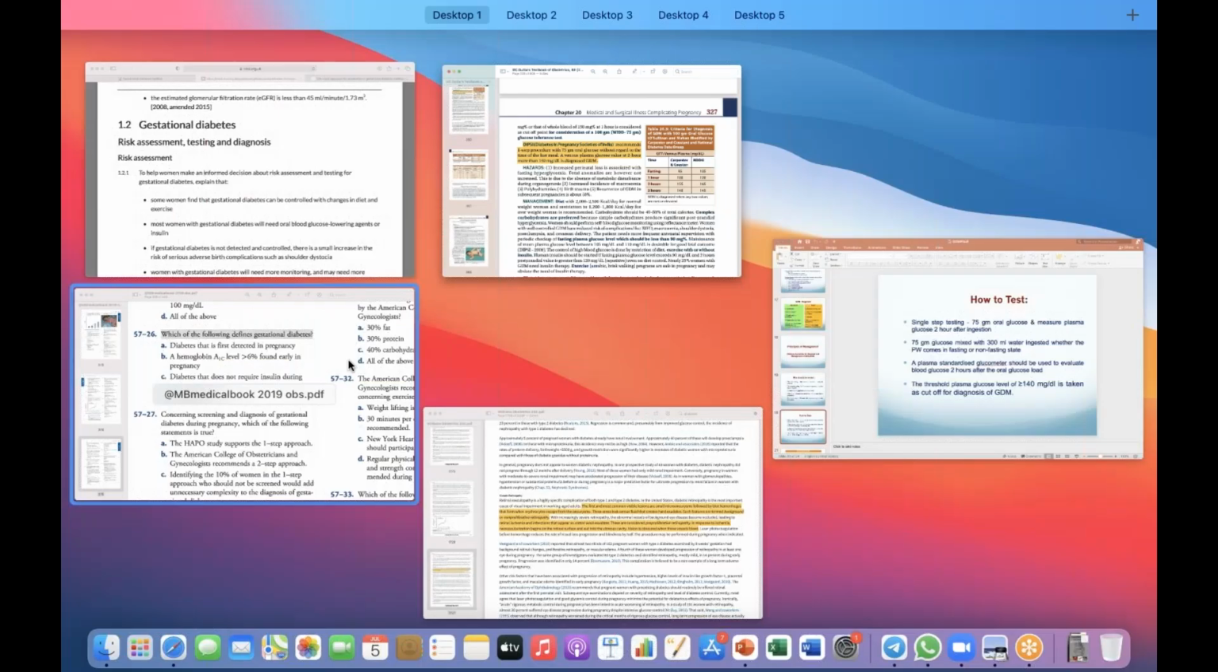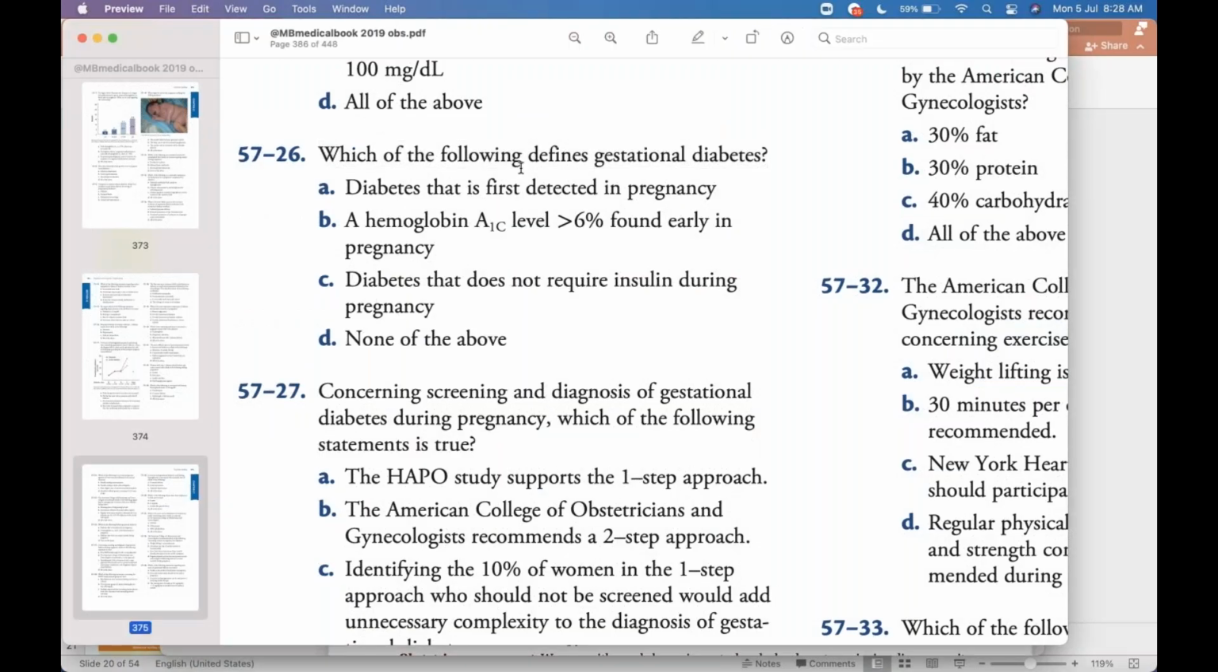Okay, any doubts in this? So what is the answer to this question? Which of the following defines gestational diabetes? A, absolutely right. Diabetes that is first detected in pregnancy, any sort of diabetes first detected in pregnancy, whether it's type 1, type 2, or anything pre-gestational, even if it is diagnosed for the first time in pregnancy, is called gestational diabetes.